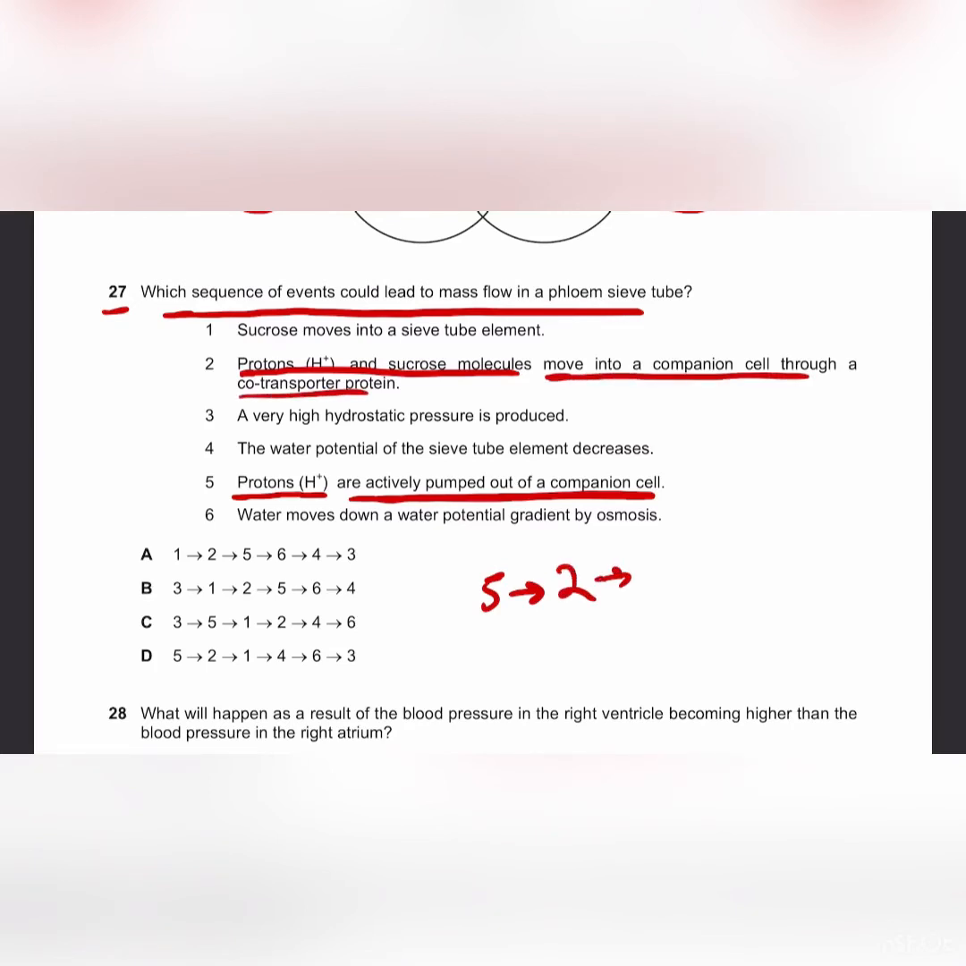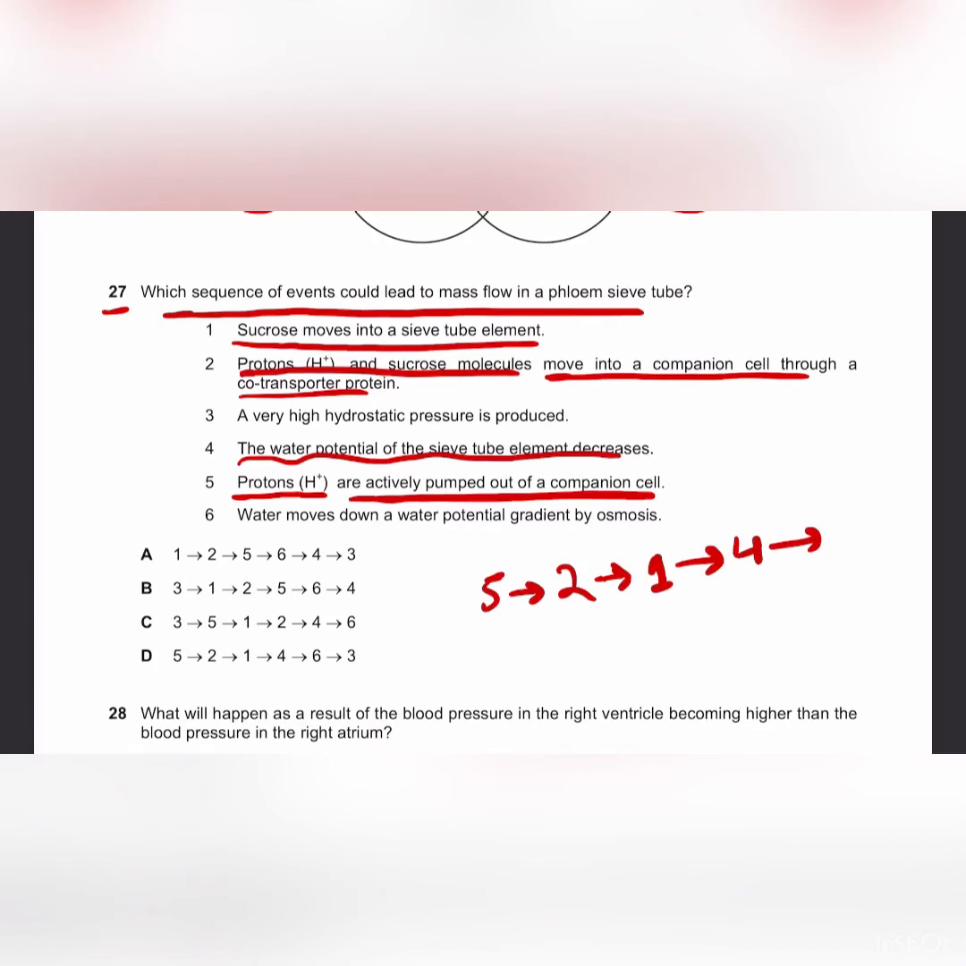Okay, once the sucrose comes into the companion cell, what happens? Sucrose then moves into the sieve tube element from the companion cell. So the next point will be 1. Once the sucrose enters the sieve tube element, what happens? The water potential of the sieve tube elements decreases. And then what will happen?